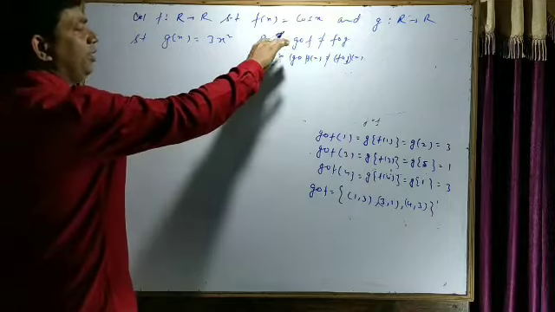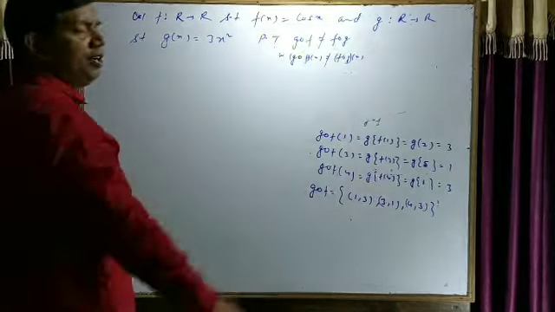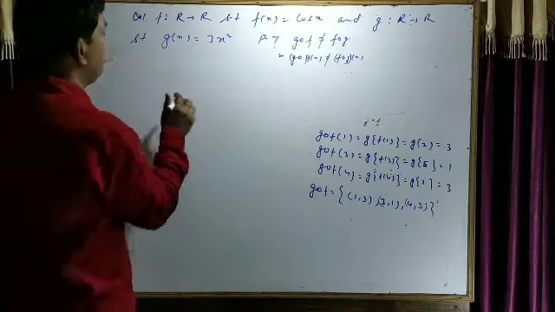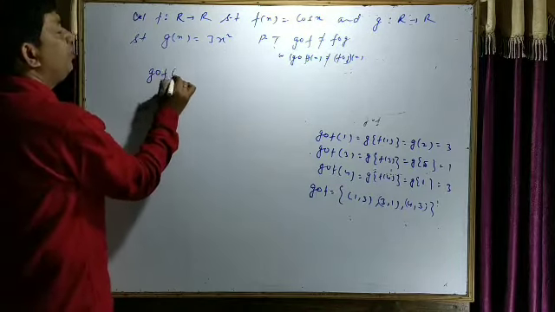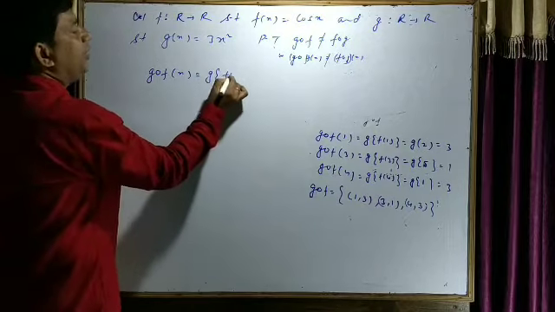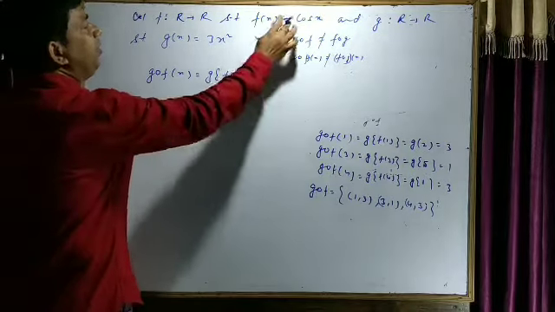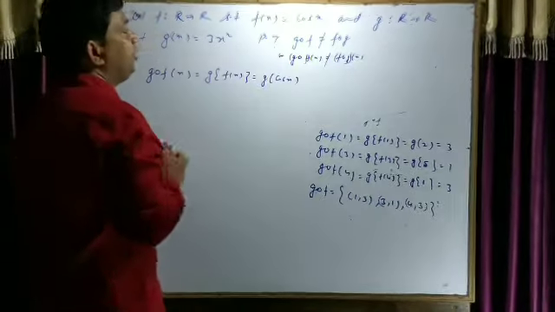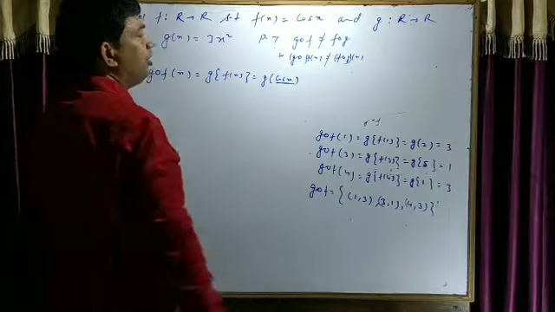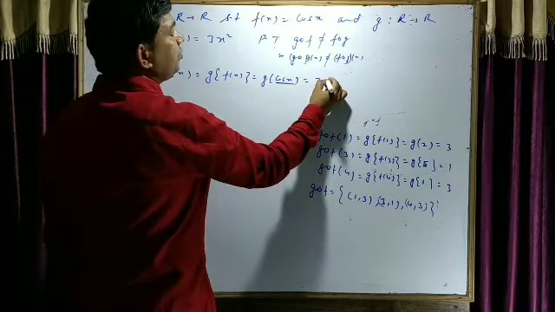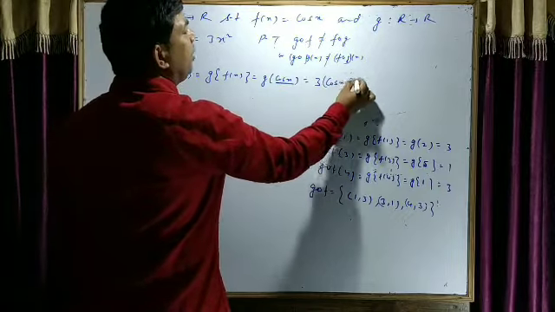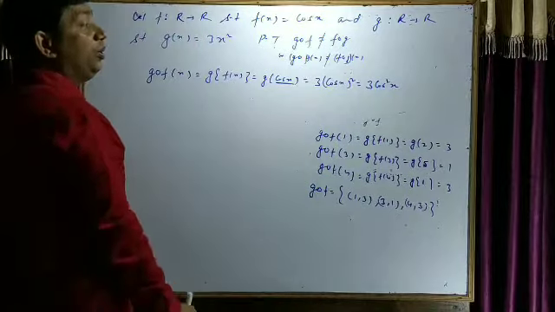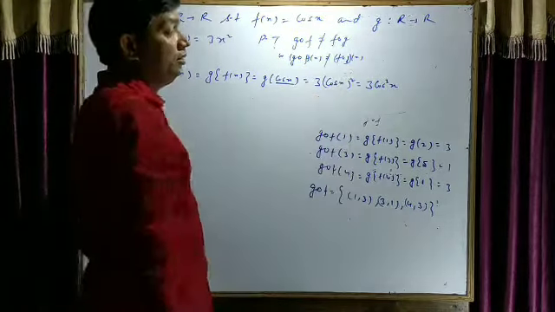That means it is clear gof and fog are already existing. So we have to check whether the value is equal or not. So gof of x we can write as g of f x. f x is cos x, so g of cos x. g x is 3x square, so in place of x this is cos x. So this is 3 cos x whole square, which is 3 cos square x. Don't put square on the angle.